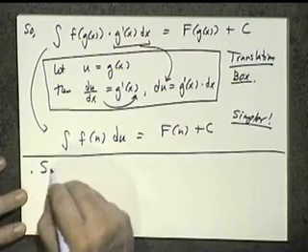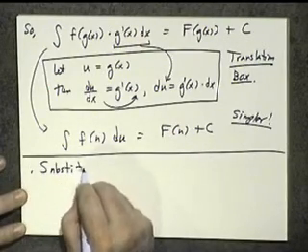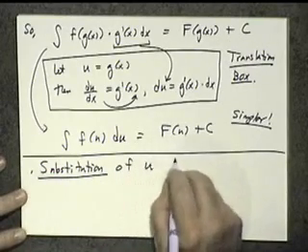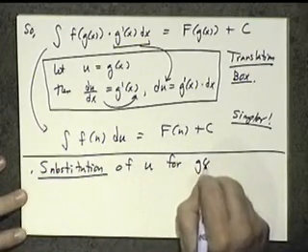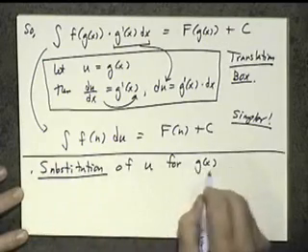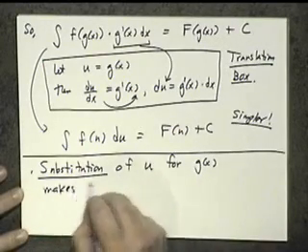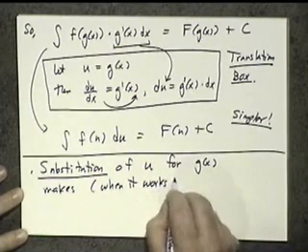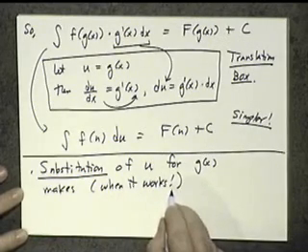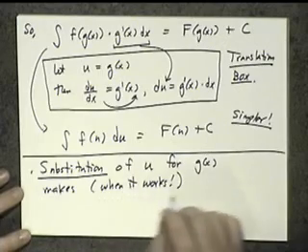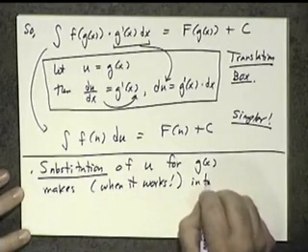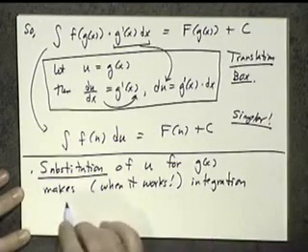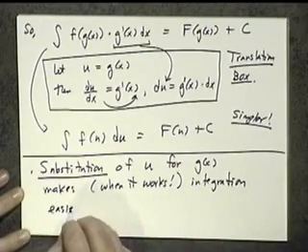This is the idea. And it's called substitution, as I said, because that's what you do: substitution of u for g of x. And when it works, and as always in mathematics, some techniques work sometimes, some techniques don't work all the time, this is one that works very often, but not all the time, and it makes integration easier.